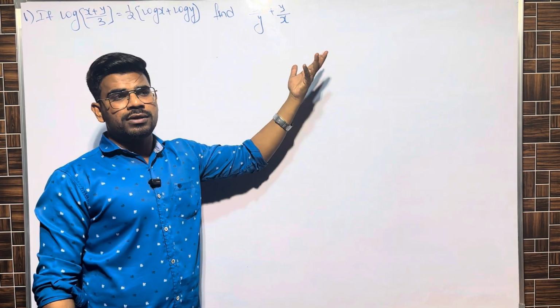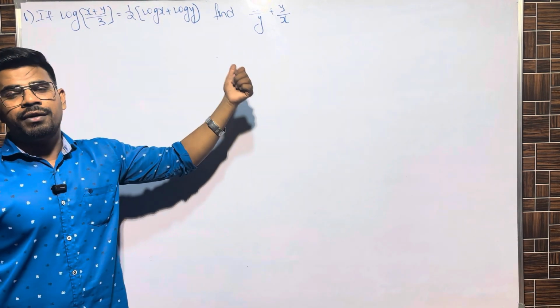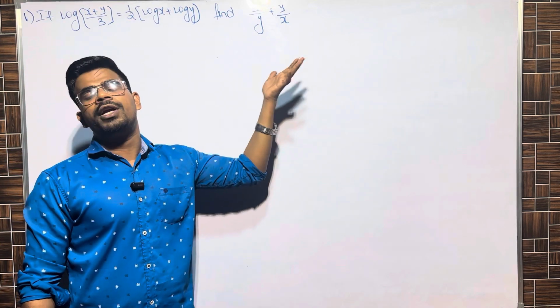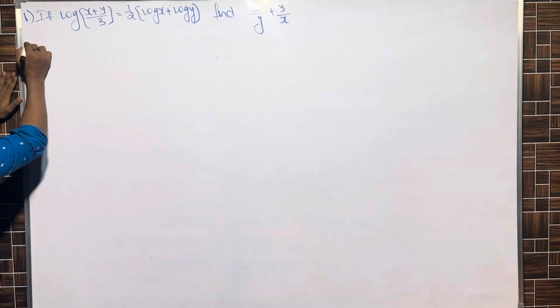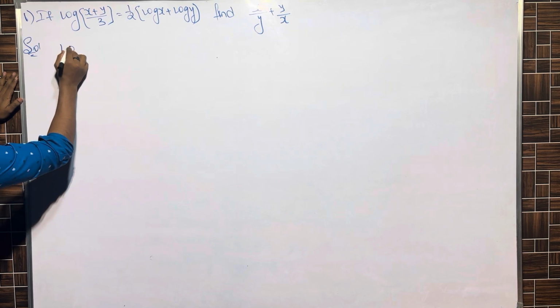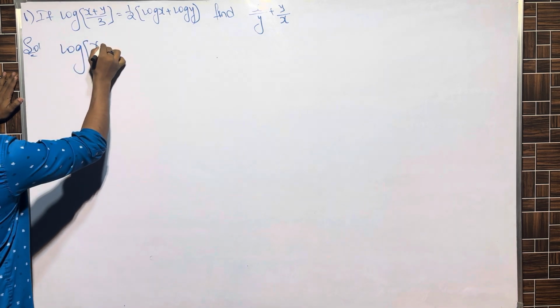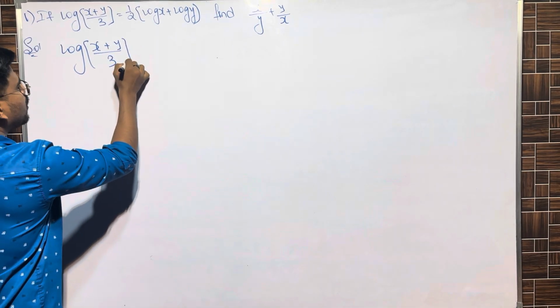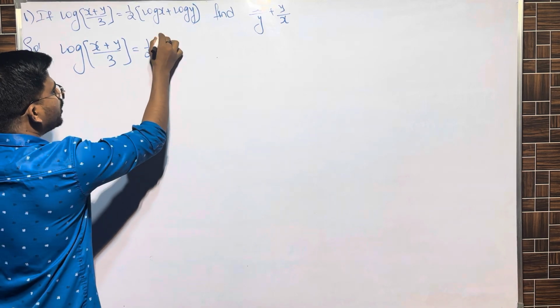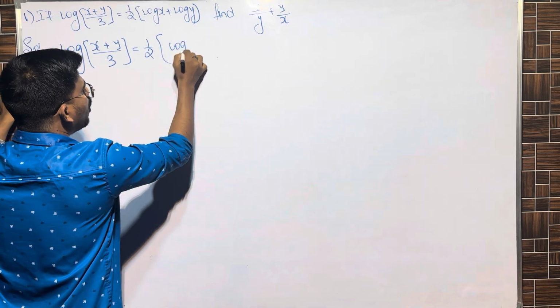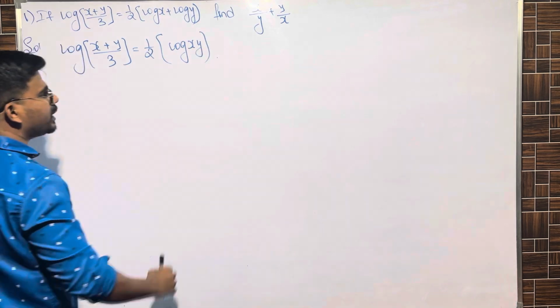Log x plus log y is log x into y. If it is in plus, we'll do multiplication. If it is in multiplication, we'll do addition. So now, this is log of (x plus y) by 3 is equal to, put 1 by 2 the same way, and it will become log x plus log y is log xy, x into y.